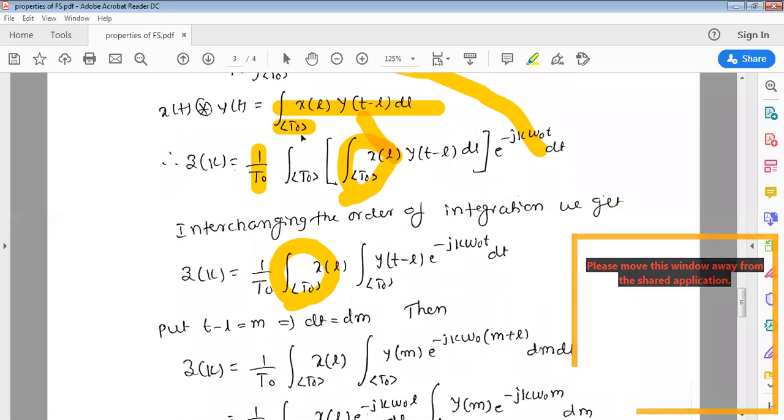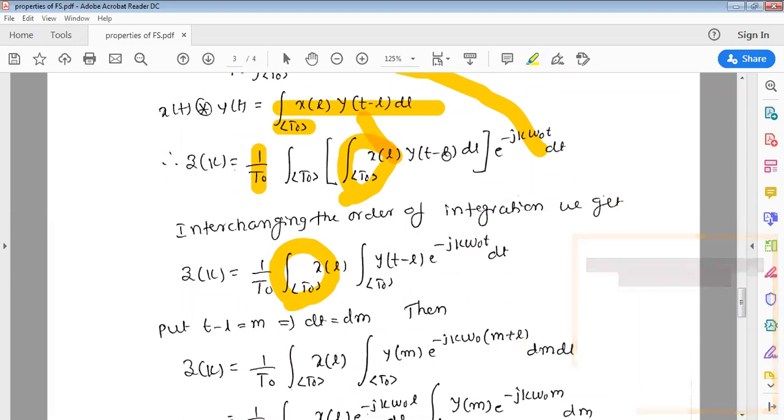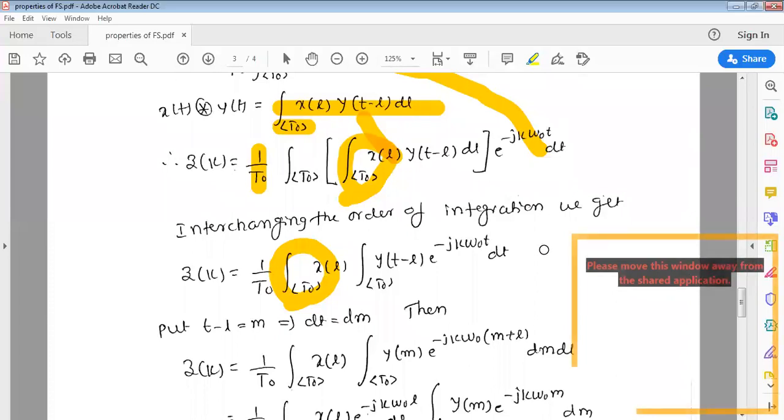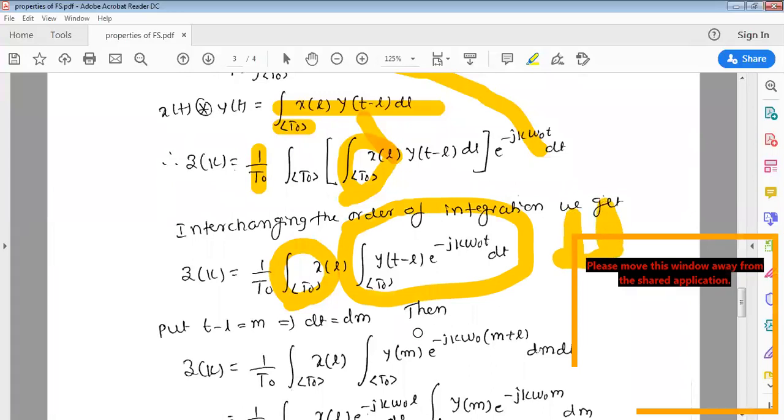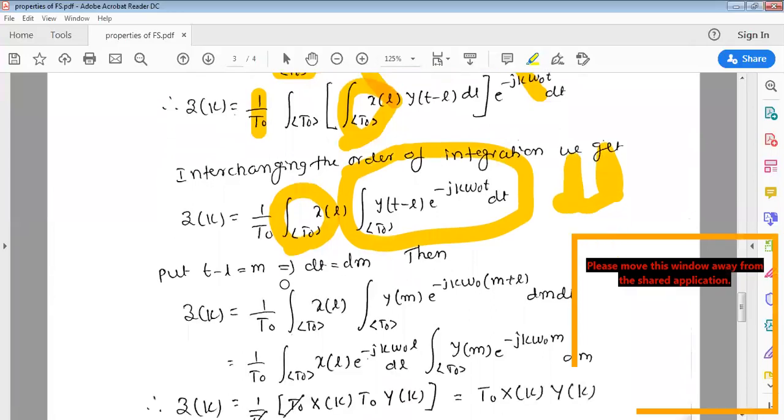Next, the integral for a period of T naught is taken inside. What is remaining here is y of t minus L into e power minus jk omega naught t into dt. dL will go outside and is not shown here. dL should be written here. It has been skipped. So x of L into this term is separate, and write dL here.